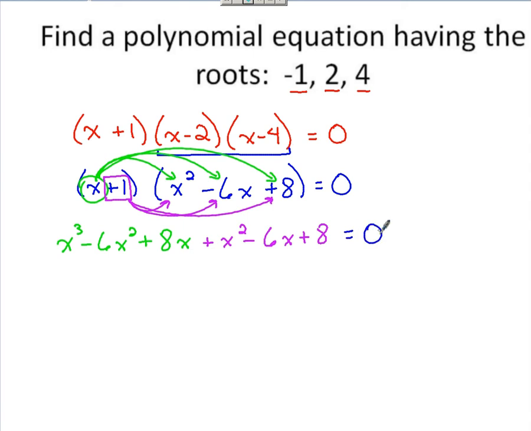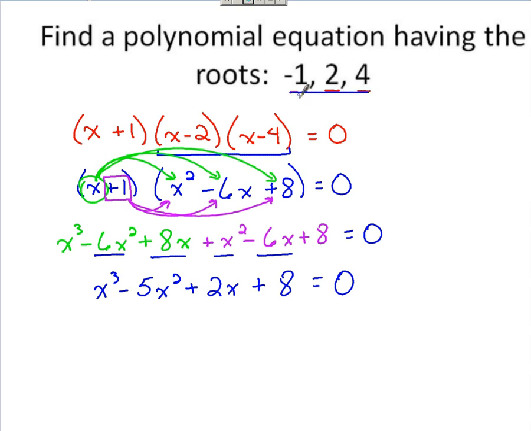So now really the only thing left to do is combine like terms. If I combine like terms, I have x cubed minus 5x squared, because I have a minus 6x squared and an x squared. It'd be plus 2x, because I have a plus 8x and a minus 6x, plus my constant of 8, all of that equals 0. So there's a polynomial equation where I know if I solve this equation, the solutions I would get back would be these roots up here, negative 1, 2, and 4.